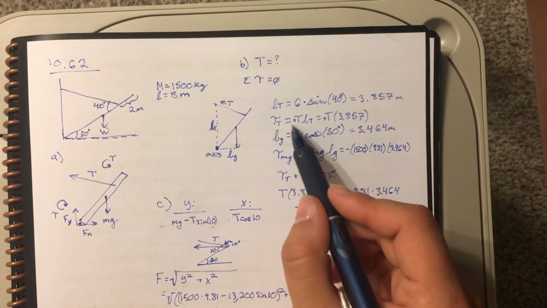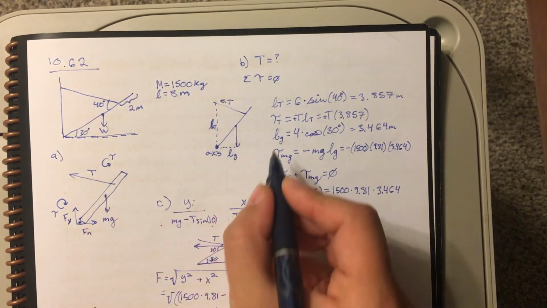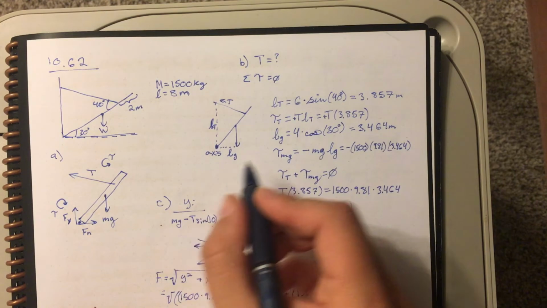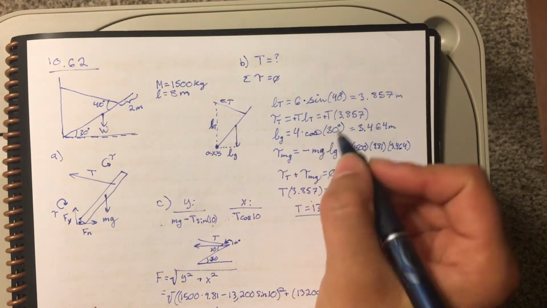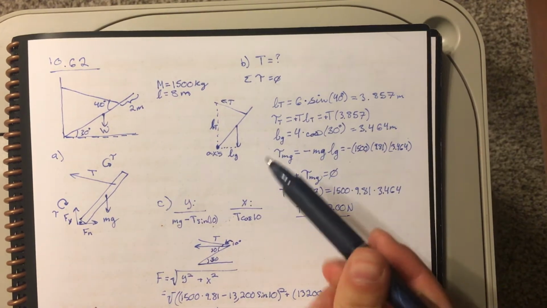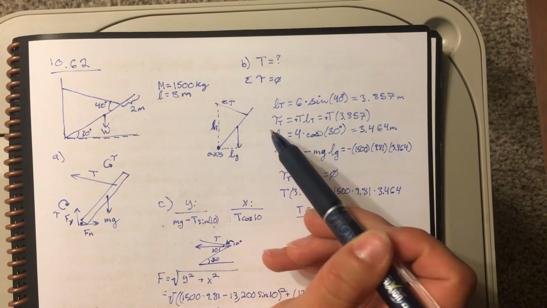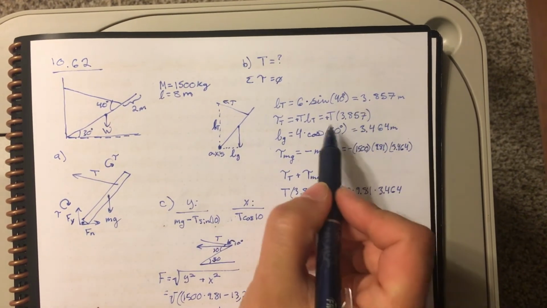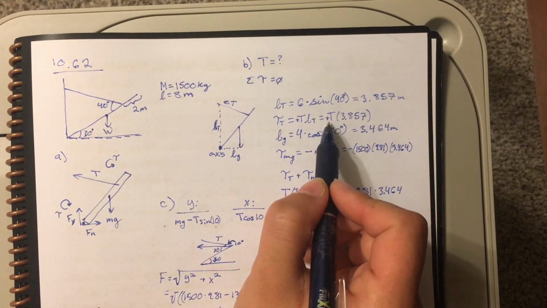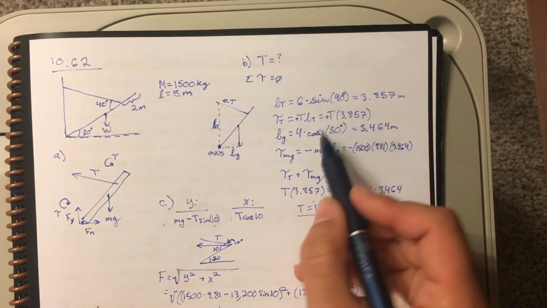And the torque of tension, since we're considering this direction to be positive, is going to be positive: the tension, so the force, times the distance here. So now you have T times this number that we calculated.